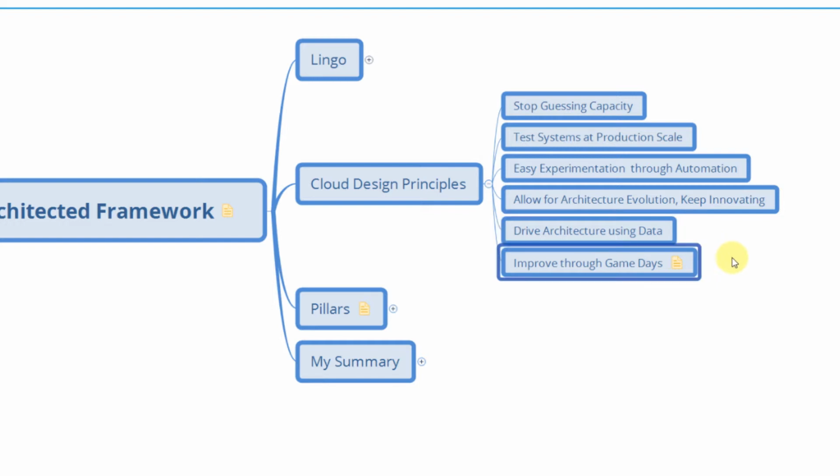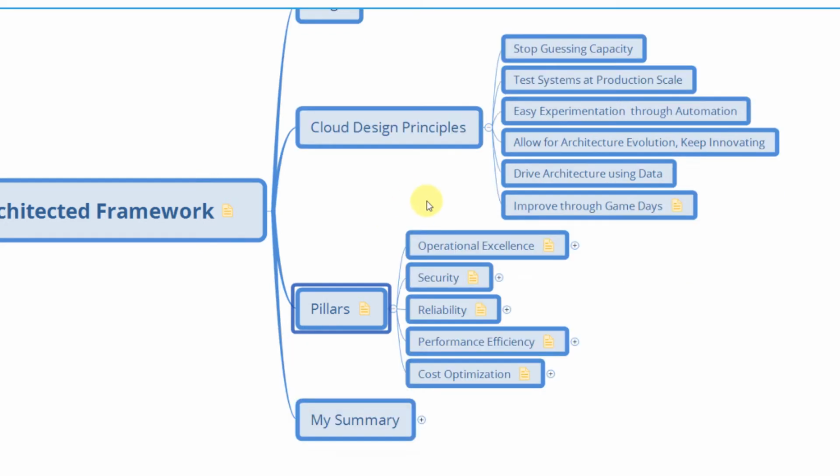And finally, test your production application, just like an end user would. Inject failures in your production system and see how it does. Improve your system and keep iterating. So you follow these cloud design principles in order to ensure that you achieve the pillars for your solution. The pillars are operational excellence, security, reliability, performance efficiency, and cost optimization. I will be discussing each of these pillars in greater detail soon.